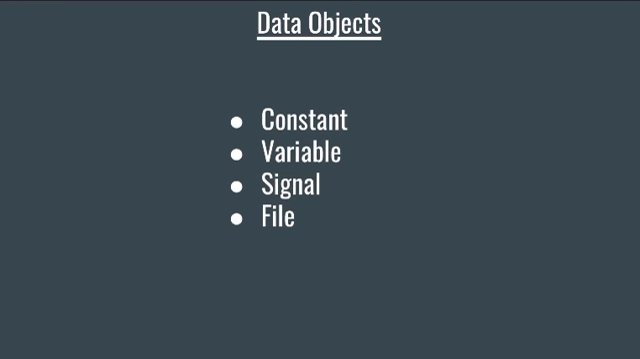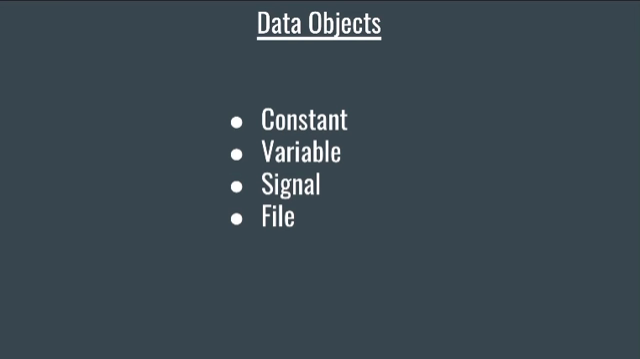Next we have the variable. This type of object holds different values at different times. It is declared within a block, process, procedure, or function. For example, we have a variable count integer and a variable sum. The variable count will be an integer, and the variable sum will be an integer range 0 to 100. That means this variable sum can get a value like 10. This is the variable object.